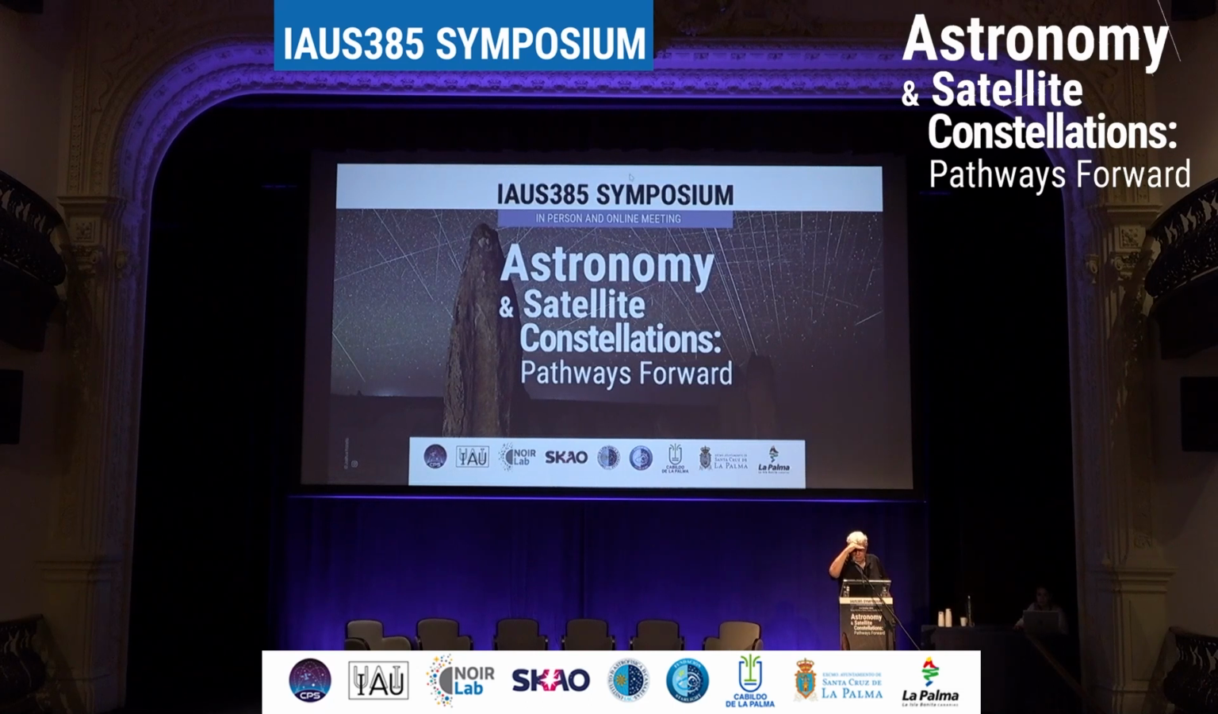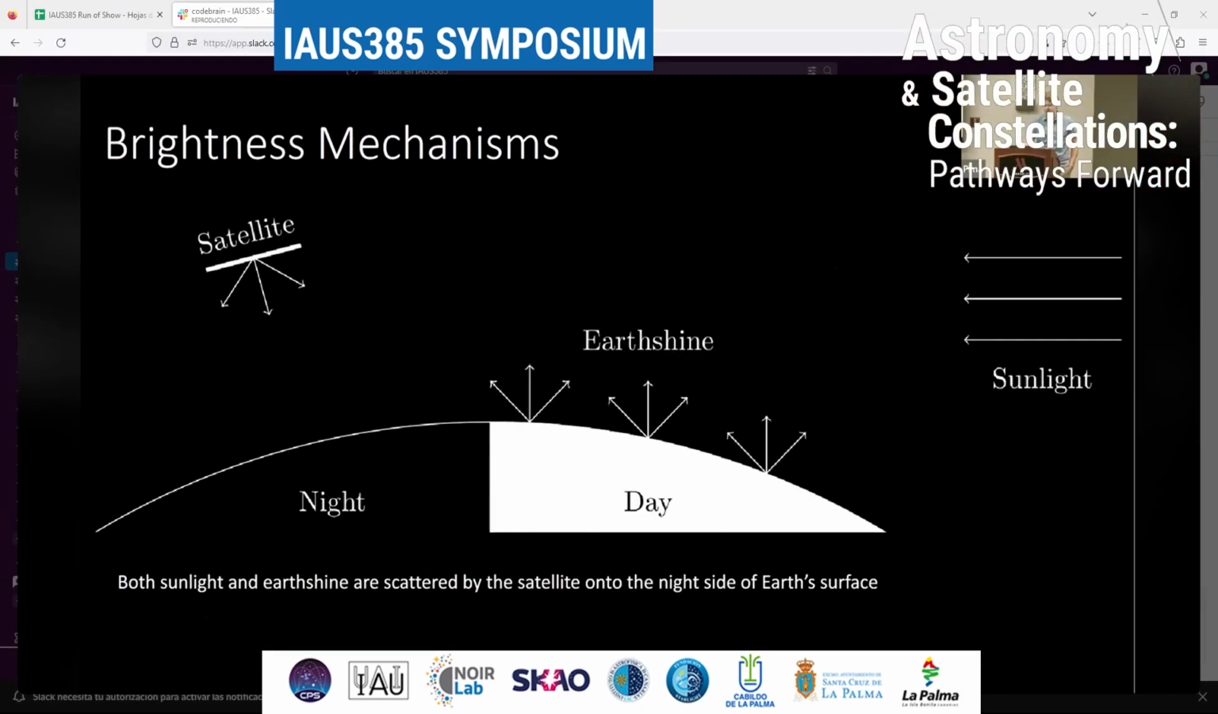My name is Forrest, and I'd like to talk about a new method for predicting the optical brightness of satellites. So obviously everyone has their own slide about brightness mechanisms, but basically when sunlight hits the satellite, if the satellite is near the terminator, that light can be scattered onto observers on the nighttime half of the Earth.